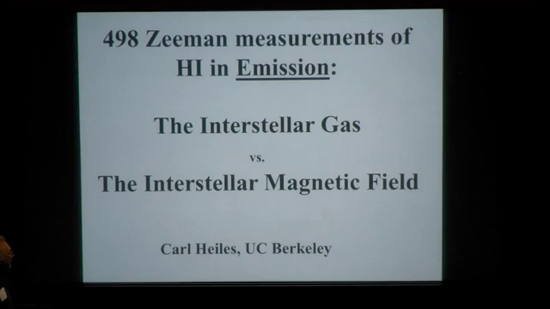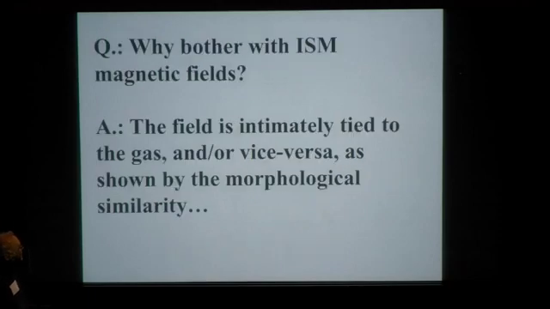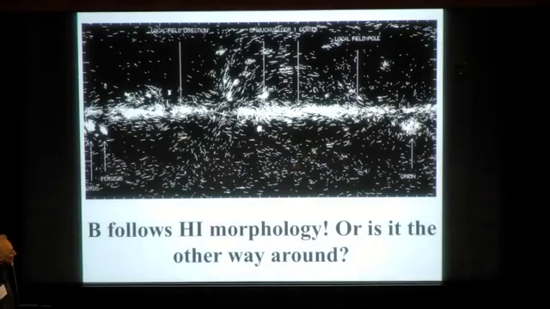I wanted to talk about Zeeman measurements of the 21 centimeter line measured in emission. Most of the measurements that are quoted are done in absorption, but in fact, we have a lot more measurements done in emission over the years. Why do we bother to do this? Because the ISM and the gas and the magnetic field are interrelated. We need to know what the field is doing.